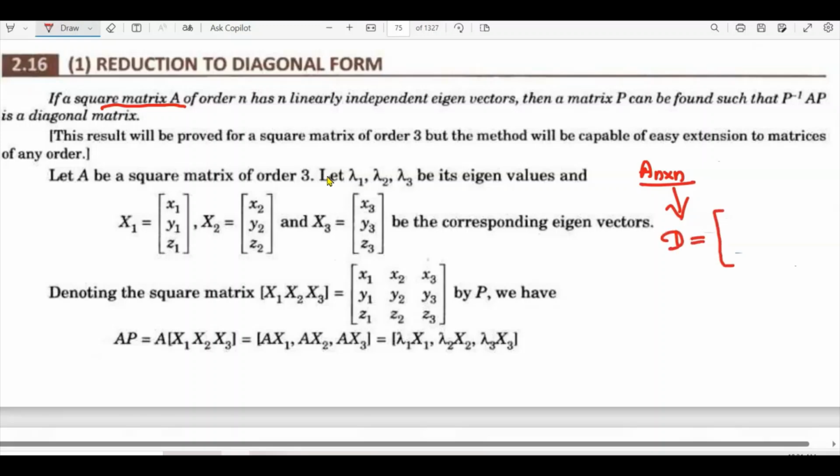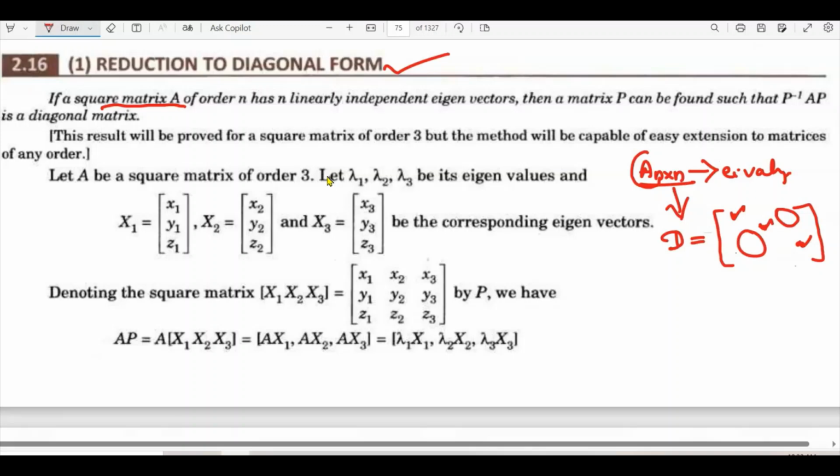You know what is a diagonal matrix? In a diagonal matrix, the upper and lower triangular portions are 0. The only diagonal elements are non-zero. That is a diagonal matrix. We have to convert the square matrix A to a diagonal matrix, in which the diagonal elements are the eigenvalues of this matrix A, n by n. That is what we call the diagonalization or reduction to diagonal form.